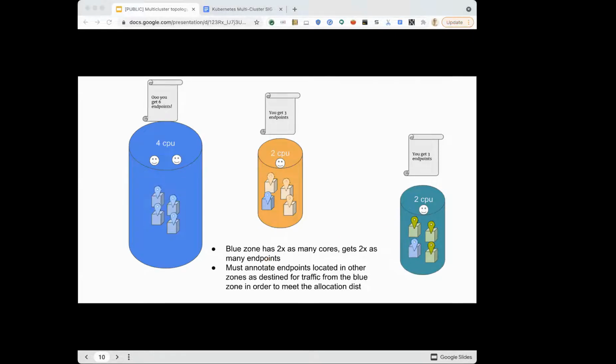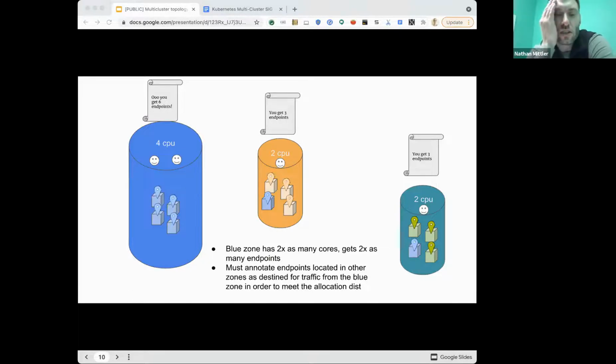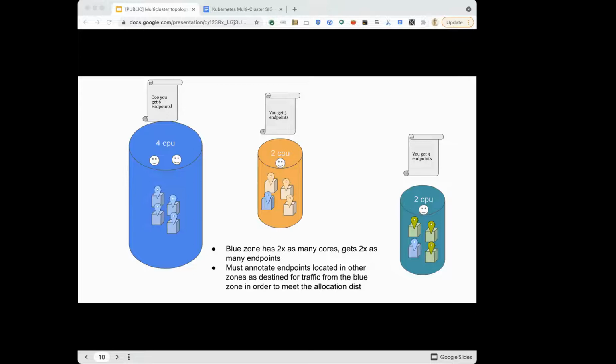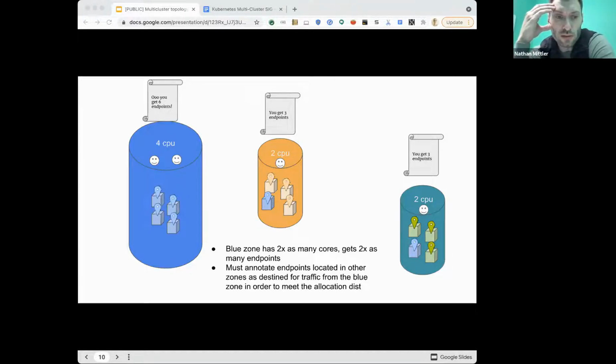Hi, Nathan. Hey. So just so I understand, it sounds like the algorithm only drives which endpoint slices get the annotation. In other words, from the Istio perspective, Istio obviously needs to know all of the endpoints because it implements its own load balancing algorithm. Will all endpoints still be available?